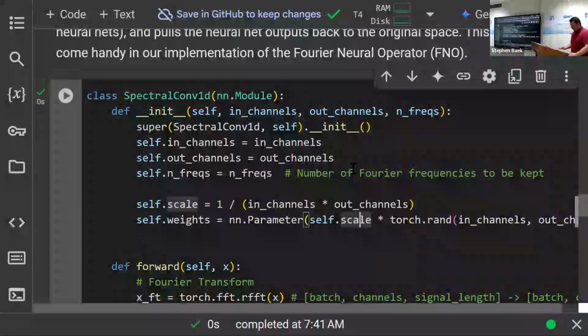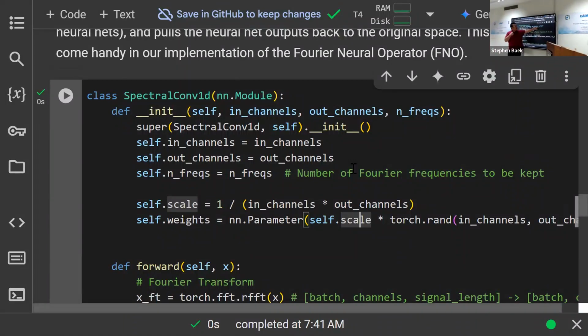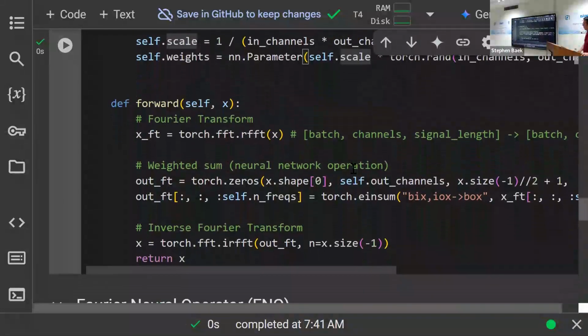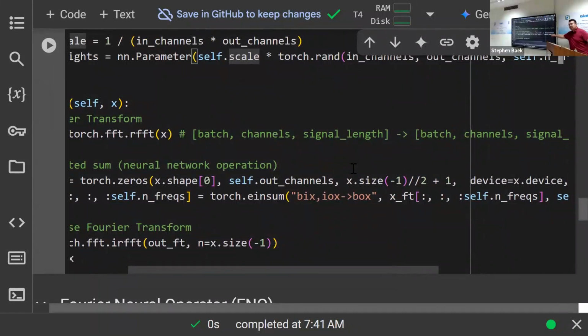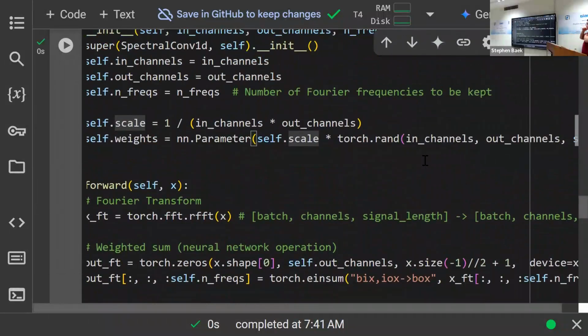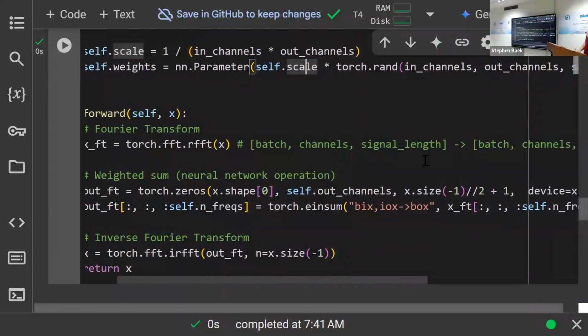So yes, I did not explain that. Thanks for reminding. In the definition of the spectral convolution 1D layer, we have an argument called the number of frequencies. That number of frequencies is stored as self.n_freq. And in the forward function, we're keeping that number of frequencies, so we're truncating the number of frequencies in that way.